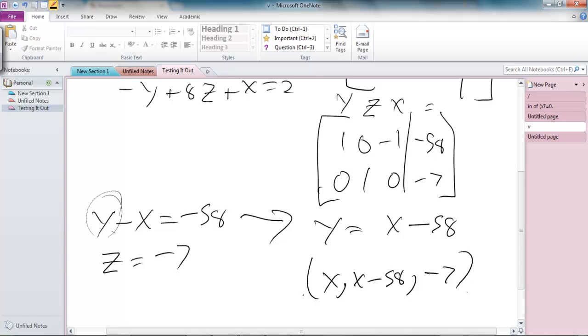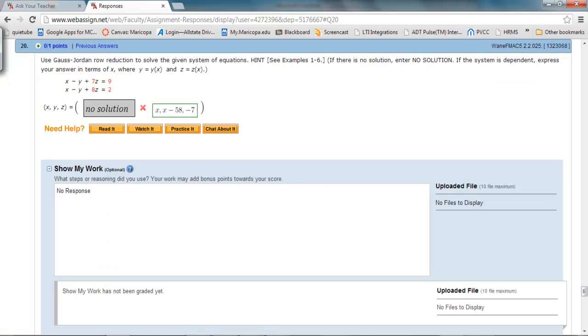So I hope that helped. So that's the answer that WebAssign is looking for, and I'll show you how they want it typed in. Let me bring up your problem. So you can see it should be right there. So it's x, comma, x minus 58, comma, negative 7, instead of no solution.